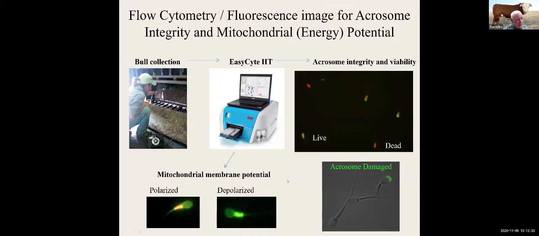The sperm that are red are dead sperm, but they've got a bright green cap. And then in the mitochondrial membrane potential assay, for example, a polarized sperm versus a depolarized sperm is indicative of its ability to continuously, or for a long period of time at least, produce energy.